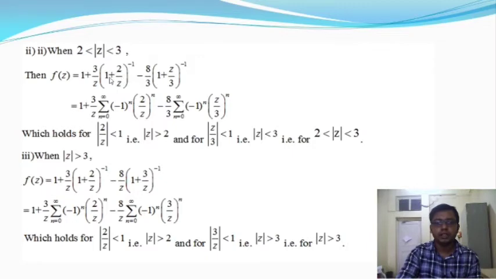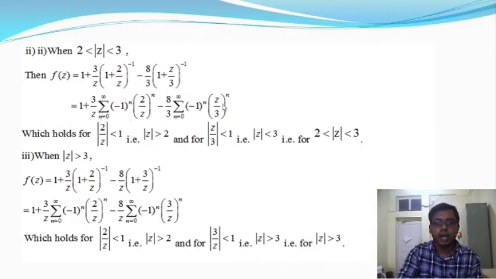And in composite form, that is within summation, this series function will give 1 plus 3 by z into summation over n is equal to 0 to infinity minus 1 whole to the power n into 2 by z whole to the power n. So this series function can be written as a summation within minus 8 by 3 into summation over n is equal to 0 to infinity minus 1 whole to the power n into z by 3 whole to the power n. This is the composite form of the function f of z. This is actually the series function within the summation.